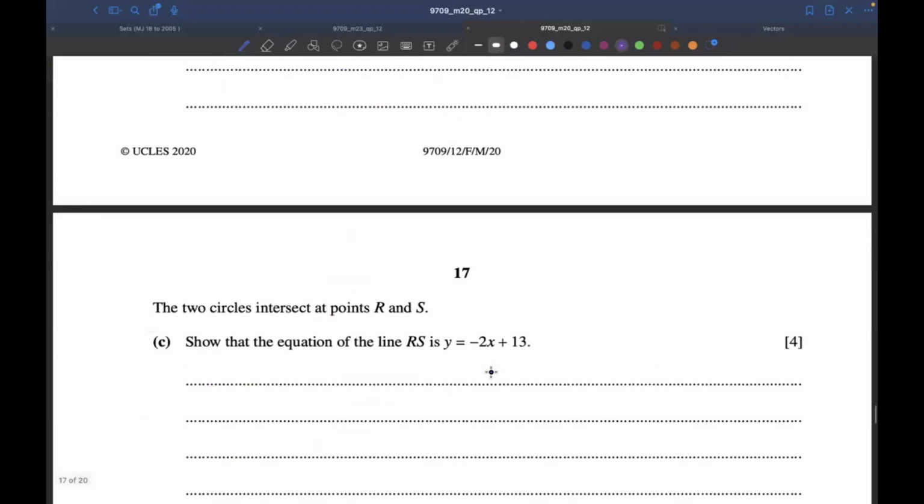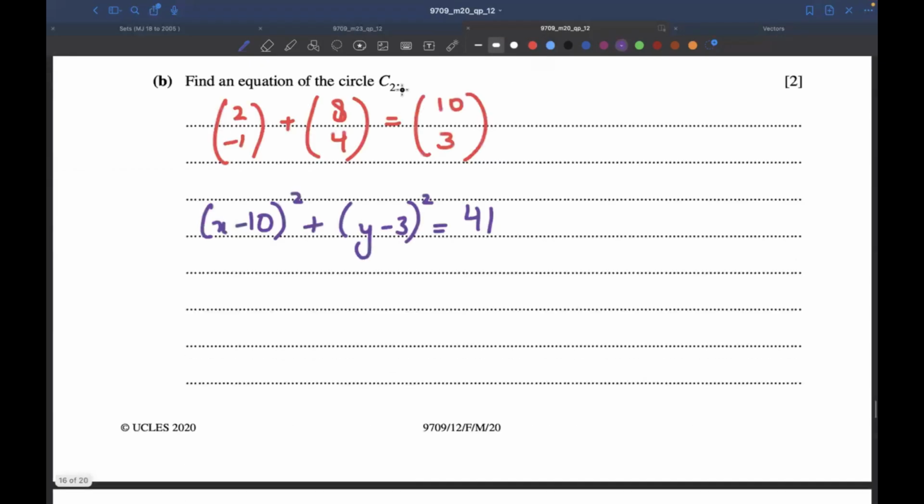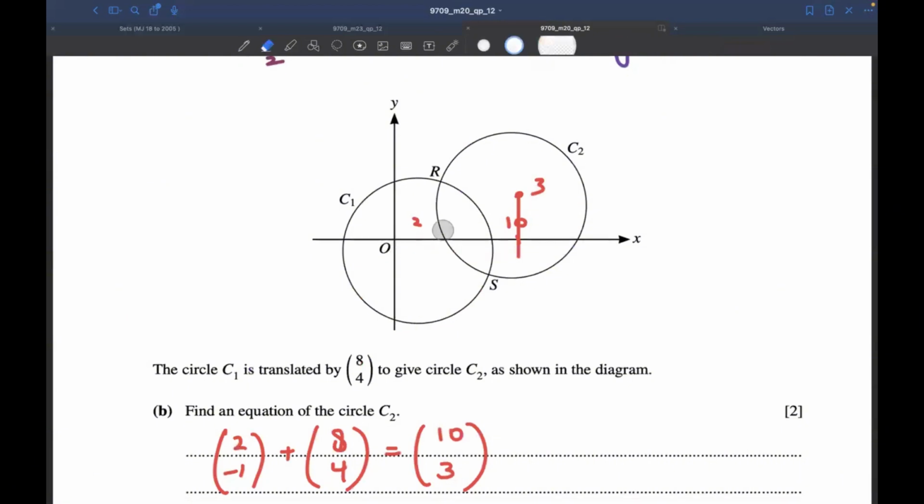In part C, it says that two circles intersect at points R and S. We have to show that the equation of the line RS is y equals minus 2x plus 13. Now, we have the points over here R and S, and as the two circles are exactly identical and they're intersecting at two points, that means that the line joining the points R and S will be perpendicular to the line joining the centers of these two circles, and it will be passing through the exact midpoint.